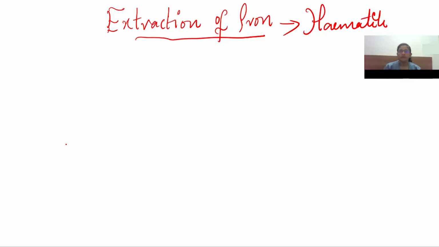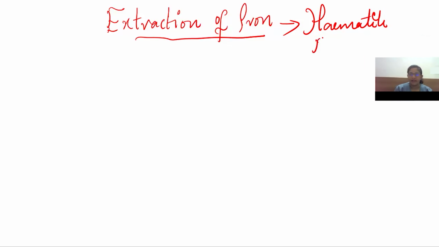Okay. What is the formula of hematite? That is also very important. Fe₂O₃. That is the formula of hematite. Okay, let us have a look.